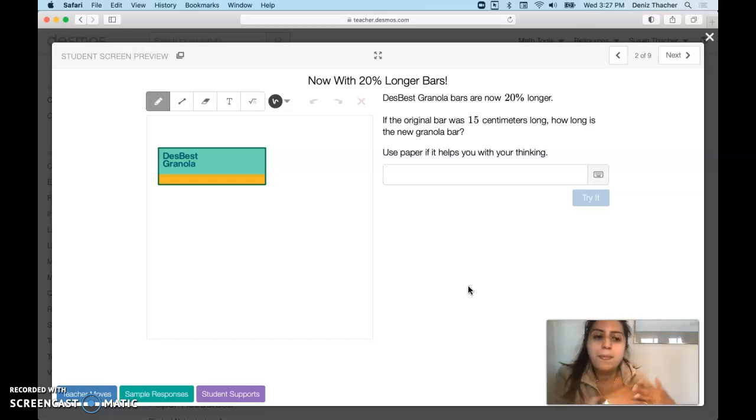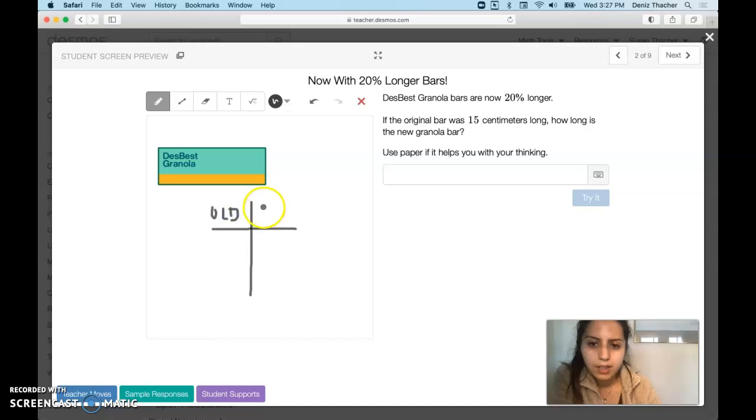So again, there are many different ways that you could solve this, but I want to get us onto this new strategy, which is going to help you in the long term and really connect to our work that we did last quarter related to proportional relationships. So I'm going to go ahead and start by drawing a t-table. On the left side of the t-table, I'm going to write old. And on the right side of the t-table, I'm going to write new.